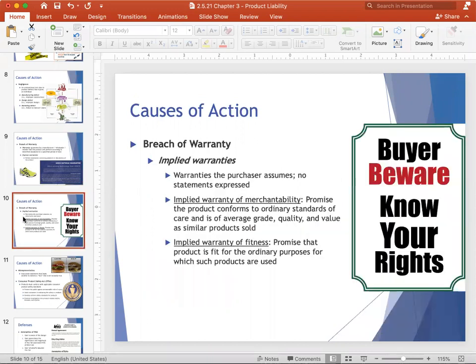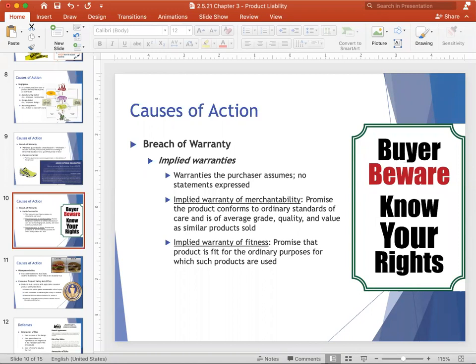There are also implied warranties that exist at the time that the buyer purchases the product from the seller. So when you're purchasing a product, you're assuming that the product is going to be used for its intended purpose, that it's fit for its intended use, that it is as described, right? You're just assuming that the product meets industry standards, that it's appropriate for its intended use. You just make those assumptions when you're purchasing a product.